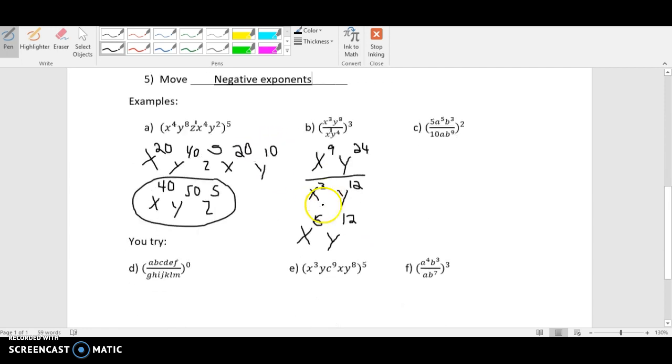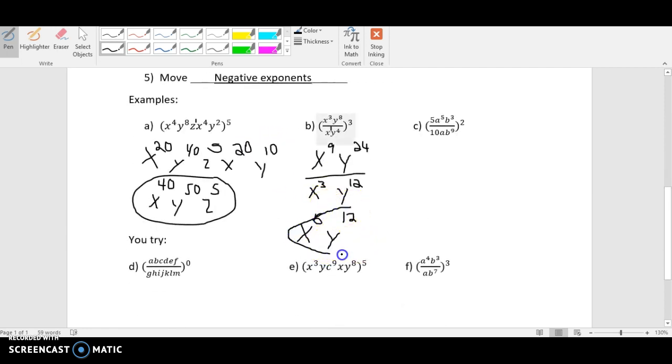Then I'll look for negative exponents. Don't have any of those there. This will be my final answer.